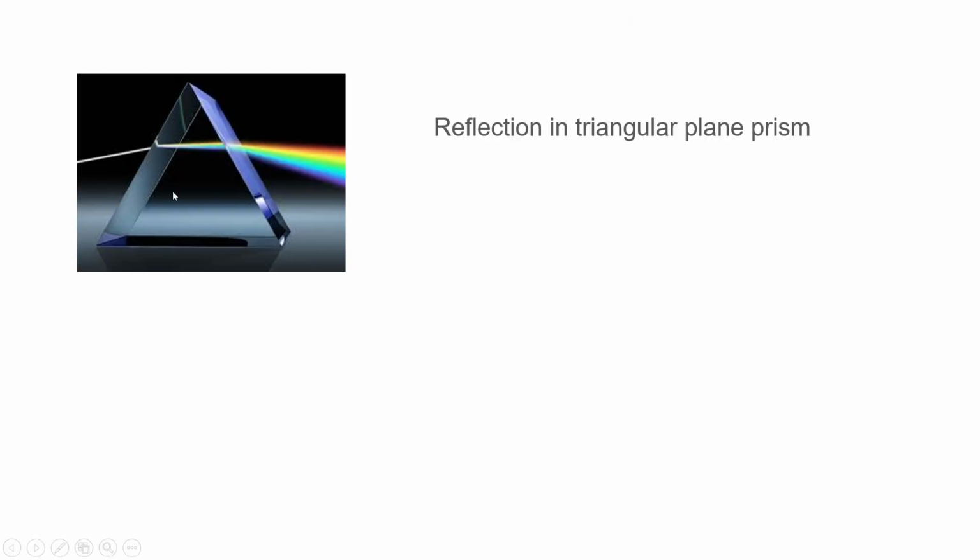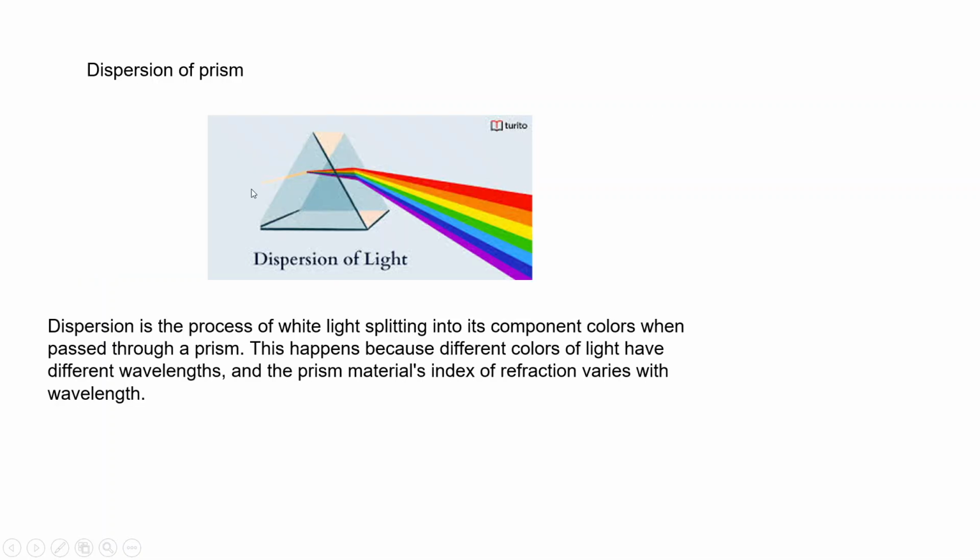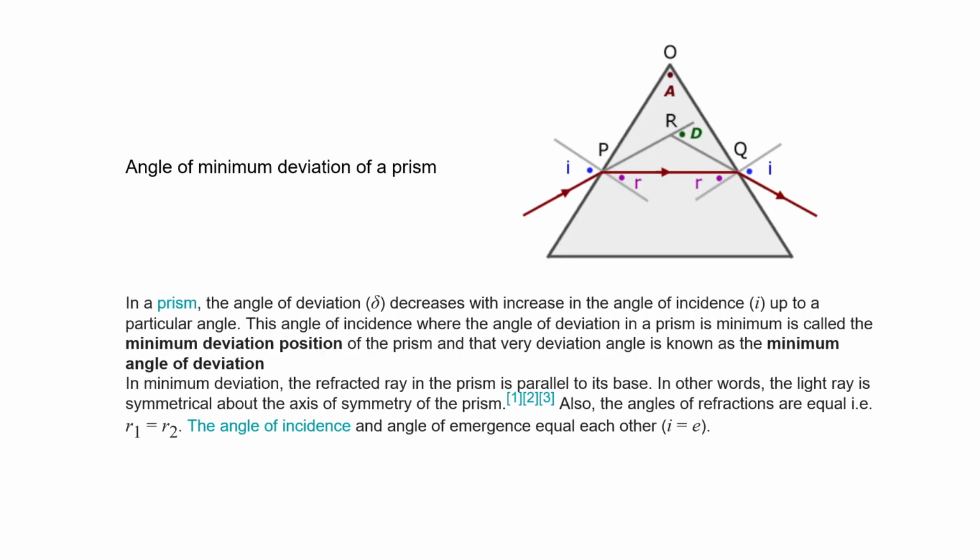So reflection in a triangular prism, which we had understood, there's something called the dispersion phenomenon, which is the process of white light incident on one side of the prism splitting into component colors when passed through the prism. This happens because different colors of light have different wavelengths, and the prism material's index of refraction varies with the wavelength. So when we were discussing the prism, we were discussing the angle of prism.